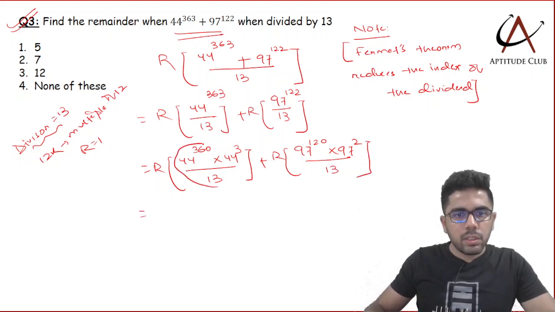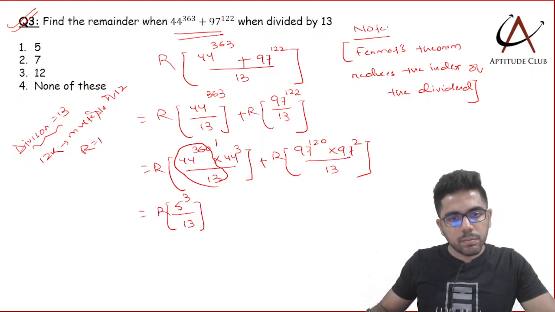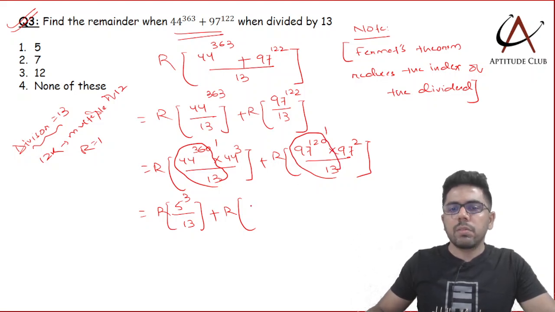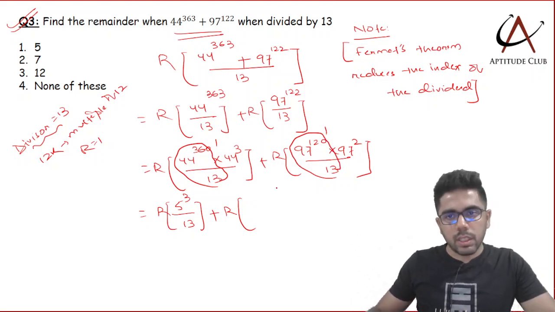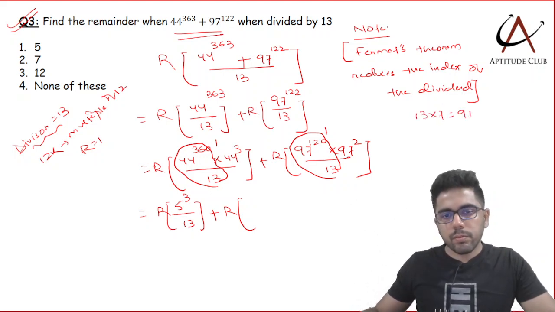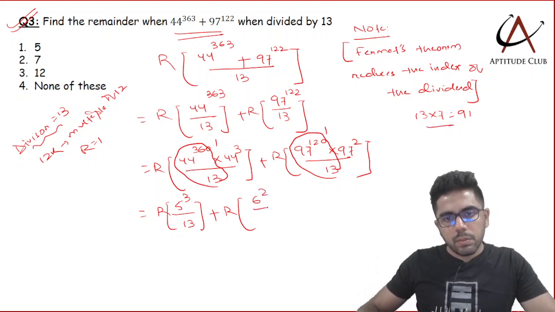Now here the remainder is 1. 44 divided by 13, remainder is 5. So 5 cube divided by 13 plus remainder of, again here the remainder is 1. 97 divided by 13 is 6. 13 into 7 is 91. तो ये 6 आ गया. So 6 square divided by 13.